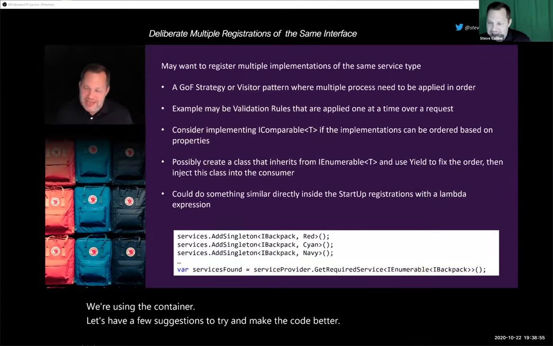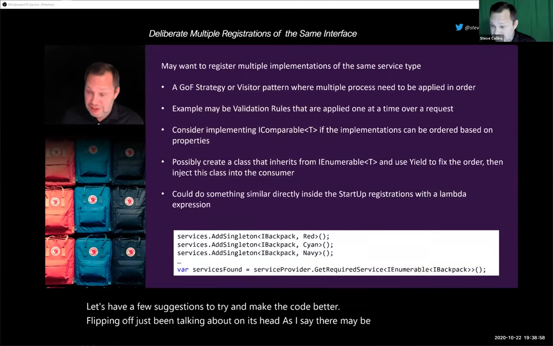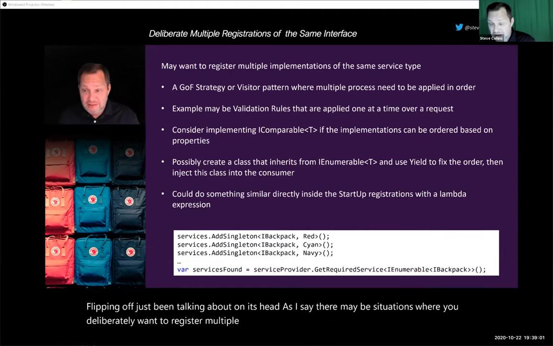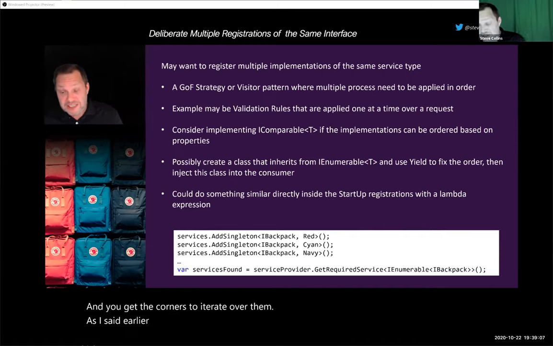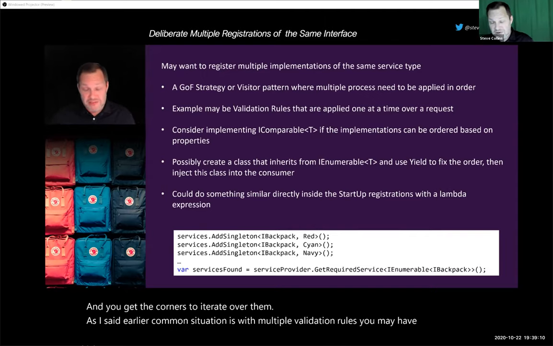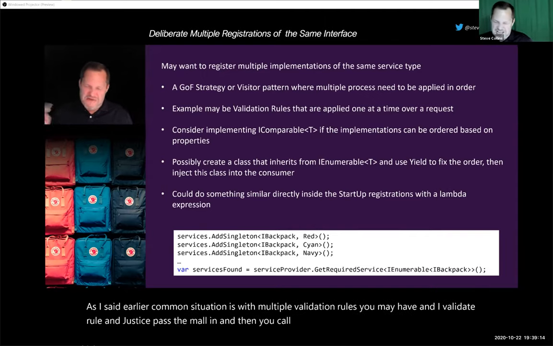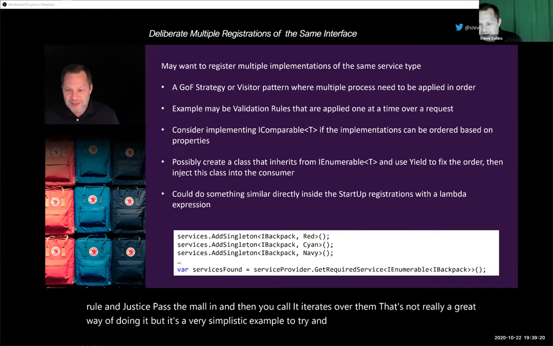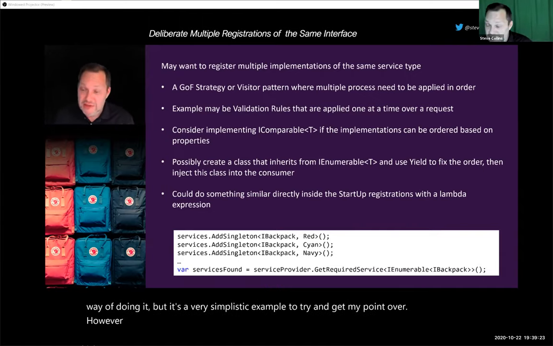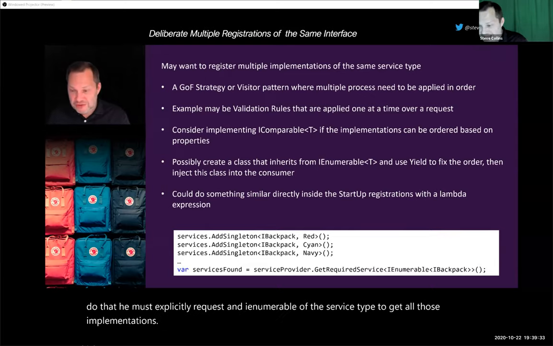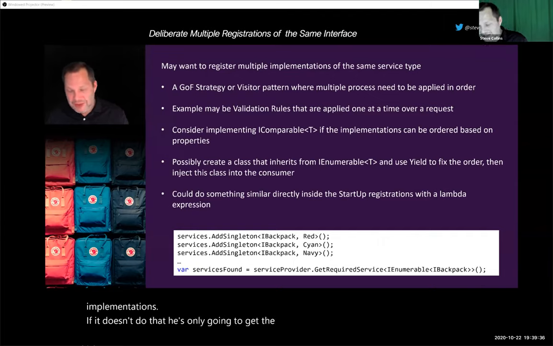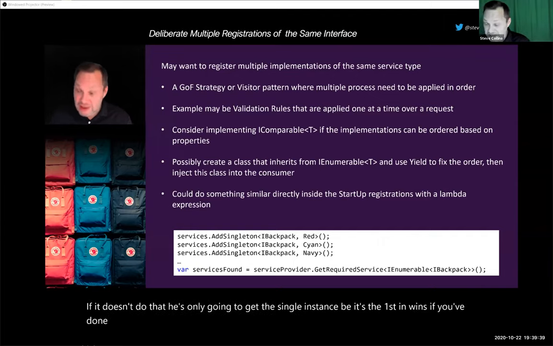Flipping what I've just been talking about on its head, there may be situations where you deliberately want to register multiple implementations and you get the callers to iterate over them. As I said earlier, a common situation is with multiple validation rules. You may have an IValidationRule and just pass them all in and then your caller iterates over them. That's not really a great way of doing it, but it's a very simplistic example to try and get my point over. However, the consuming class does need to know that there are multiple registrations, and to do that, it must explicitly request an IEnumerable of the service type to get all those implementations. If it doesn't do that, it's only going to get the single instance, be it the first in wins if you've done a TryAdd, or the last in wins if you've just done a regular Add.